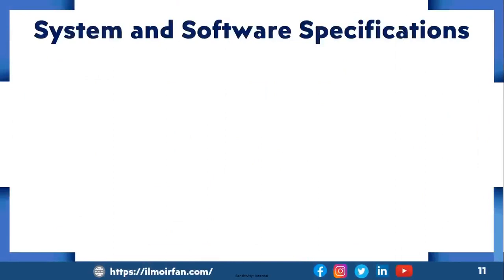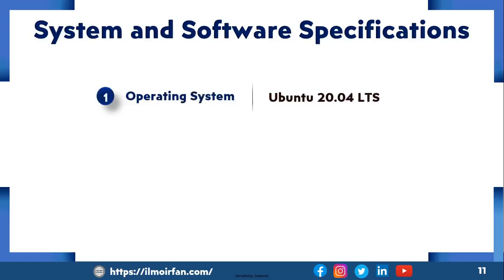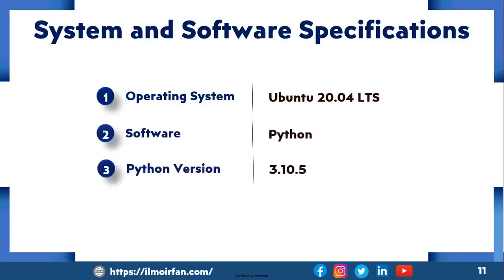The system and software specifications to download latest version of Python in Linux operating system are as follows. Number 1, operating system, that is Ubuntu 20.04 LTS. Software, that will be Python. Python version. We will be downloading latest version of Python, that is 3.10.5, and download date, that is today, 14th June 2020.